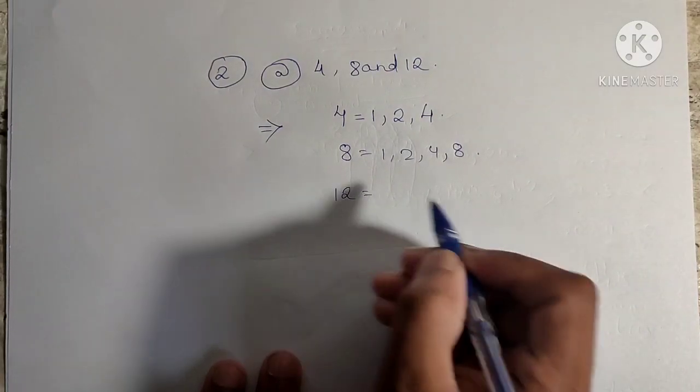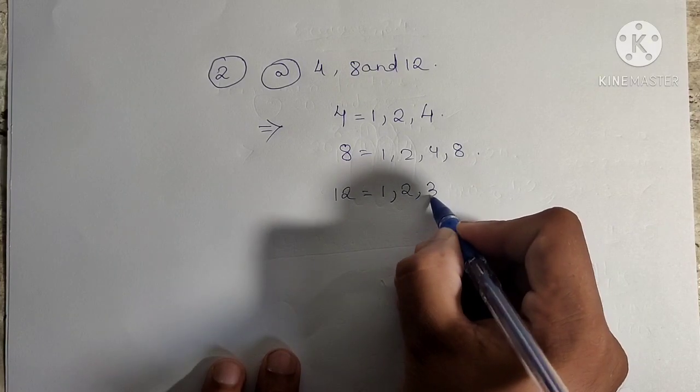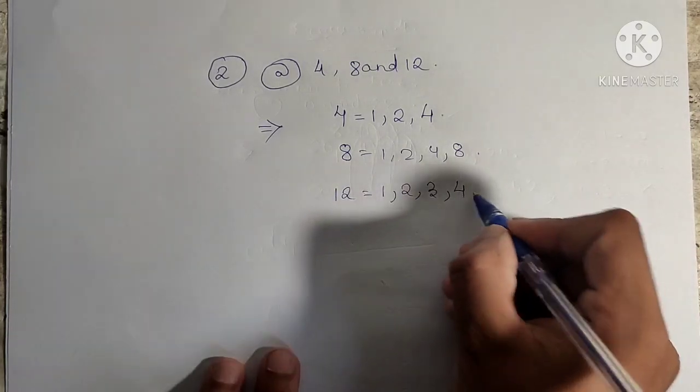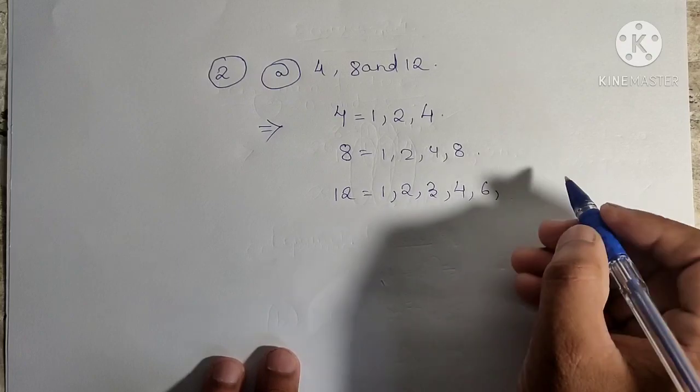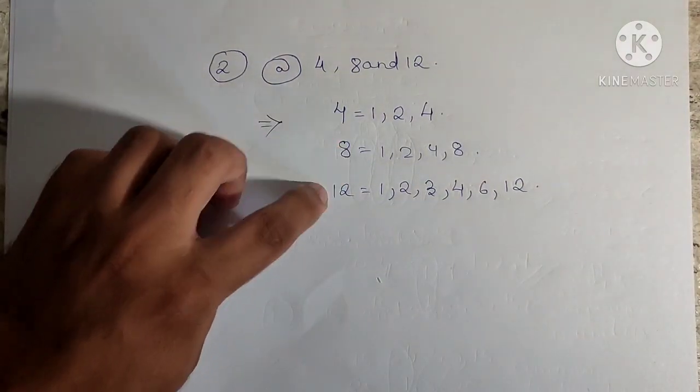12. Tell me the factors of 12. 1 will divide 12, 2 will divide 12, 3 will divide 12, 4 will divide 12, 6 will divide 12, and lastly 12. Okay, so these are the factors of 4, 8 and 12.